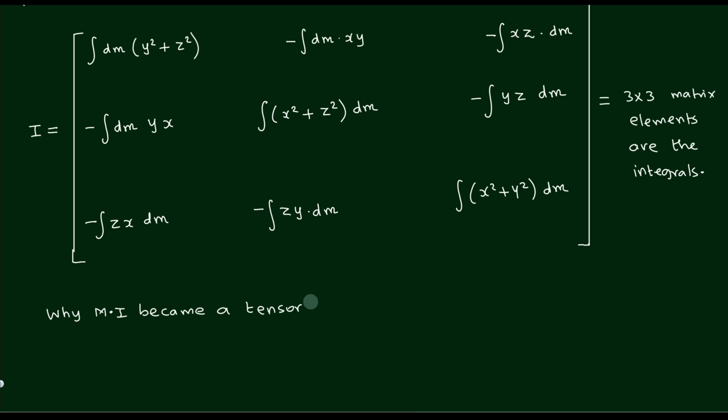So let us come to the answer to the question: why did moment of inertia become a tensor? On what basis has moment of inertia become a tensor? The answer is very simple. Moment of inertia depends on the axis of rotation. That's all. That is the answer.